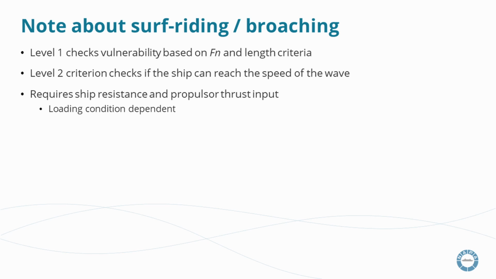Good to note about the surf-riding broaching is that the level 1 check is very simple and considers only the ship length and Froude number, while the level 2 calculation checks if the ship can reach the speed of the wave. This speed check, however, needs the resistance and propulsor inputs, which are loading condition dependent and may not easily be available at very early stages of the design.